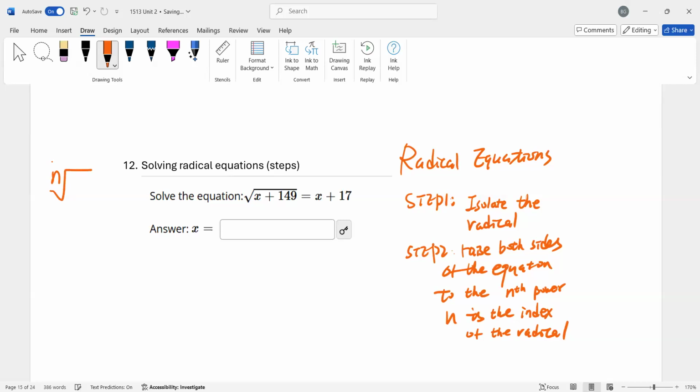A radical looks like this. All right, and n here is called the index or root number. The star here, whatever the whole thing under the radical, is called the radicand. So the root number in our case is 2. You don't see it because it's a default. We don't really write it out when it's a square root. Okay, let's do that. The first step is already isolated, right?